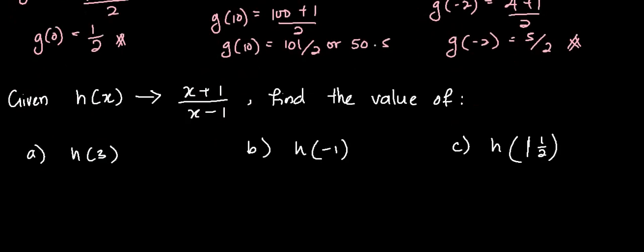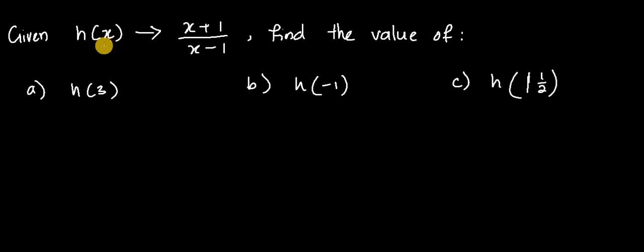Now, let's look at the second question. Given that h(x) equals x plus 1 over x minus 1, find the value of h(3), h(negative 1) and h(1 over 2). So again, you see there's something different written here. Another way I prefer to write this equation: h(x) equals x plus 1 over x minus 1. Instead of writing an arrow, it's just another way of writing it. I prefer to write it in equation form.